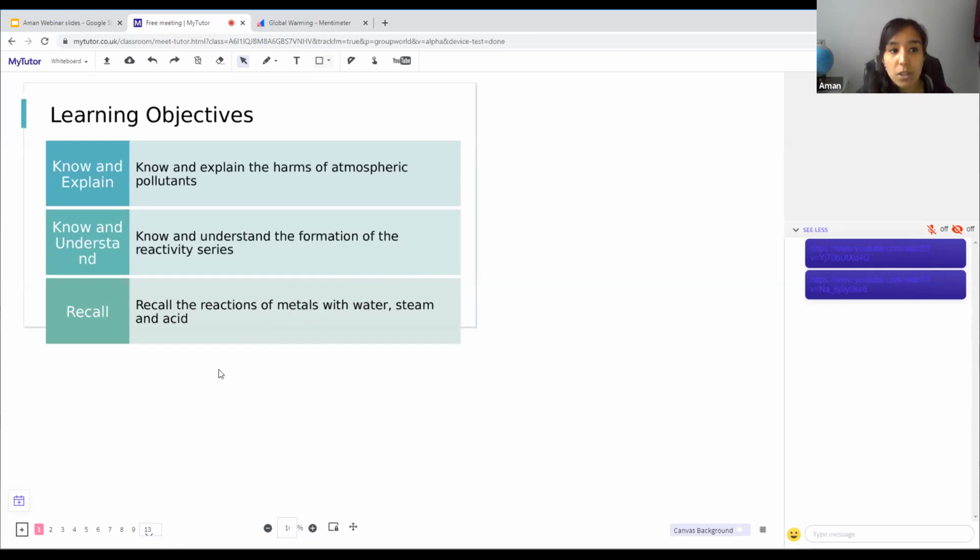Before we go into the new content for today, I thought we'd do a quiz testing Friday's content on global warming. If you were here on Friday, you'll know that we looked at global warming in quite a lot of detail. We looked at the greenhouse gases, the greenhouse effect, the impacts of global warming and what we can do to try and reduce it. So I've got a quick quiz testing that.